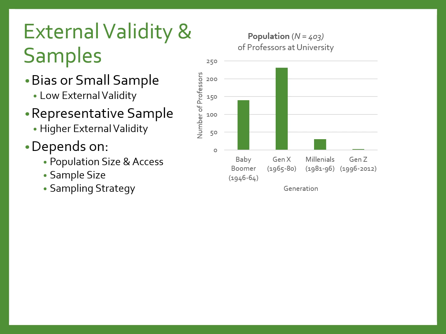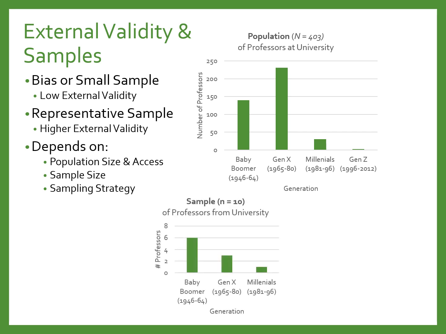So let's say that you have a population of professors at a university, and you're looking at the generation of those different professors. And let's say that you're going to do research on teaching strategies, and you want to make sure that your sample represents the various generations that are in the population because you think maybe teaching strategies would be affected by age or generation. So if you look at our population here, you see that we have mostly Gen Xers, followed by baby boomers, then some millennials, and we only had 2 Gen Z professors in the population.